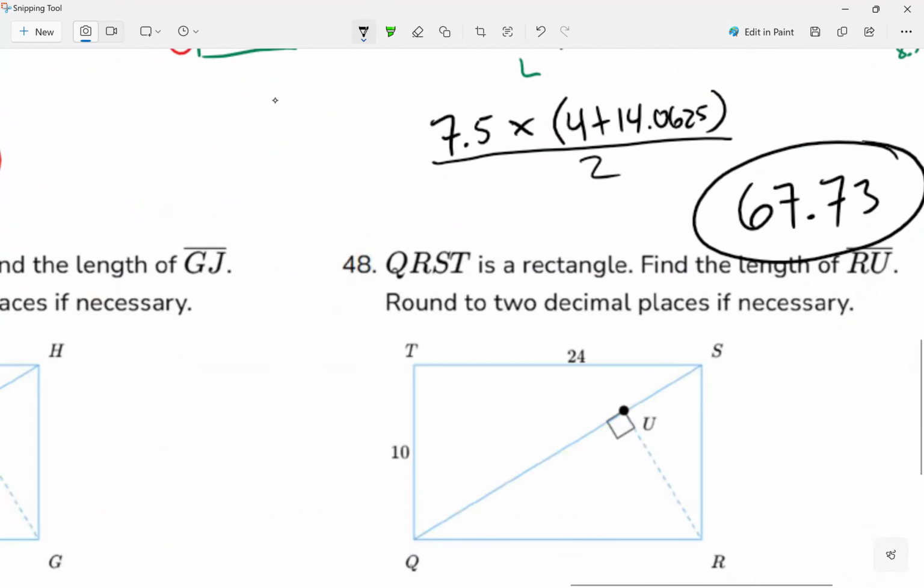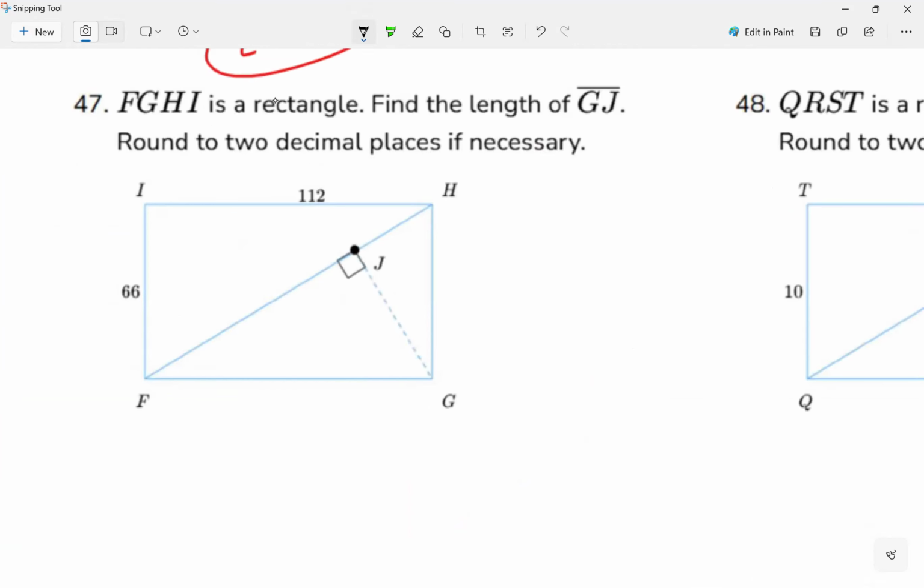Okay, let's take a look at 47 now. FGHI is a rectangle, so all the corners are 90 degrees. Cool, we have that. So I can say this corner right here is 90 degrees. Find the length of GJ.